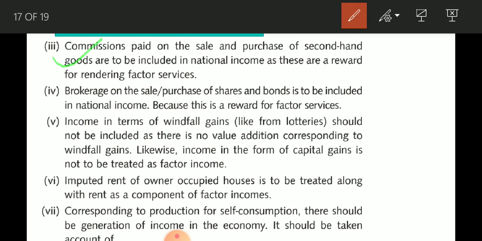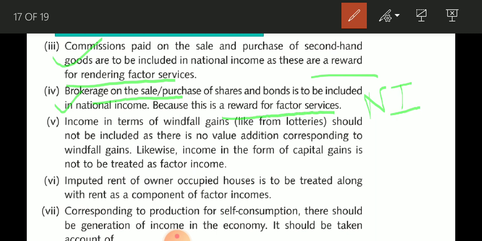Okay, now next, commission paid on sale and purchase of second hand goods is going to be added. Why? Because it is the reward of rendering factor service. Okay, now brokers get brokerage, that is also included in national income. Why? Because it is reward of factor services.